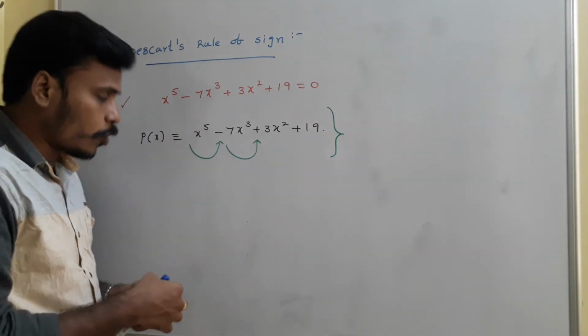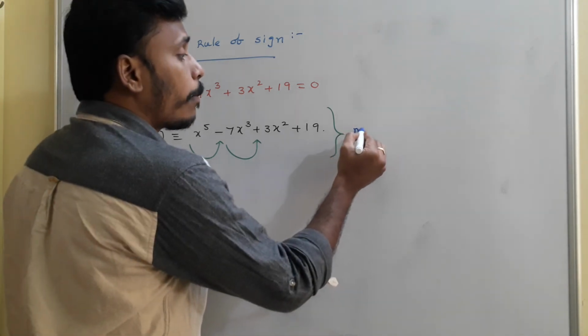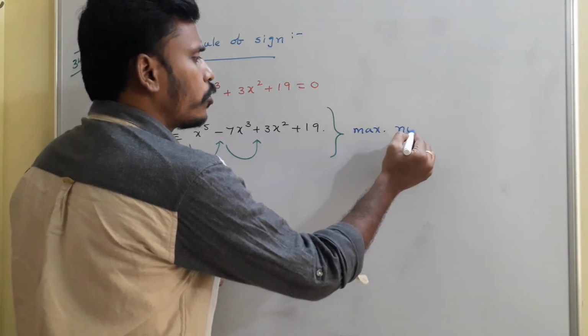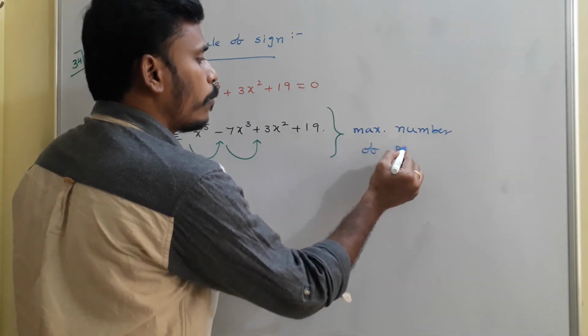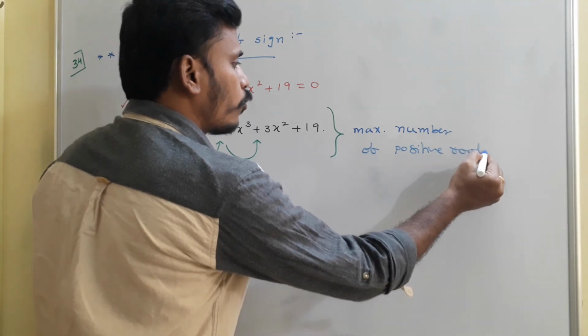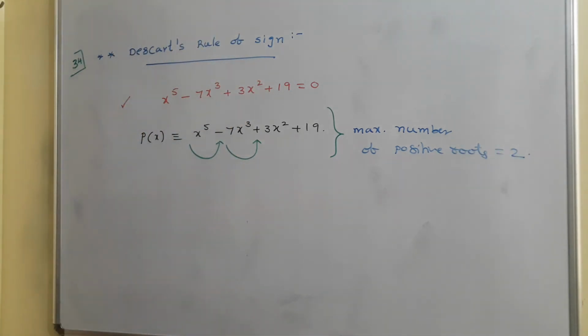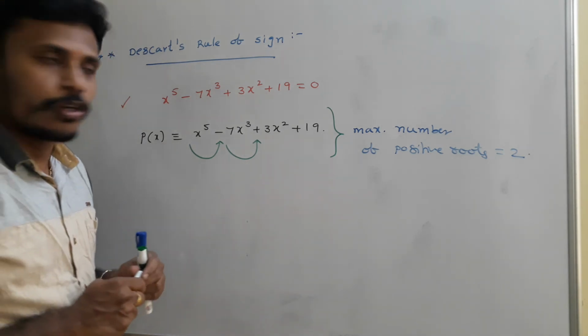So from this, one thing is very clear. Since there are only 2 sign changes in the polynomial, it has maximum number of positive roots. At most 2 positive roots, or maximum number of positive roots is equal to 2. Both will convey the same sense, okay? Maximum number of positive roots is equal to 2, or you may say at most 2 positive roots, okay? So about positive roots it is okay.